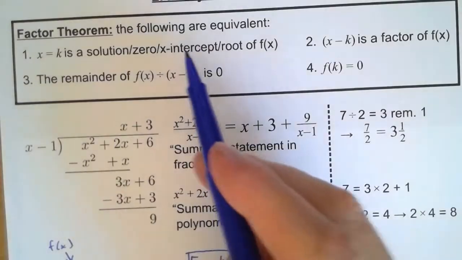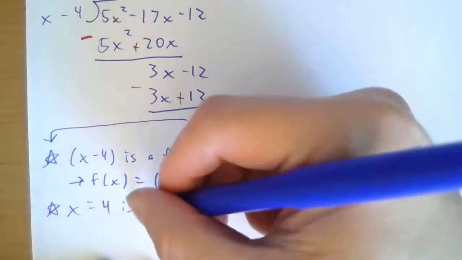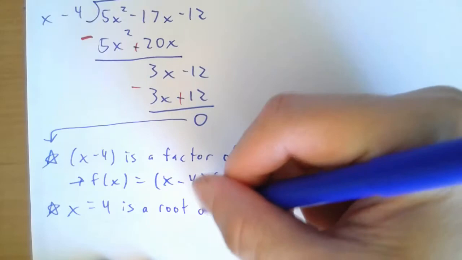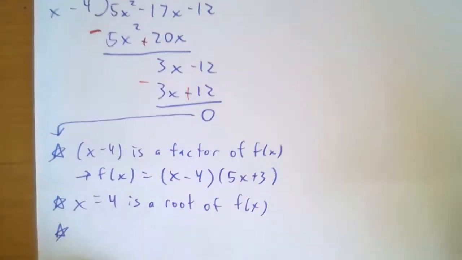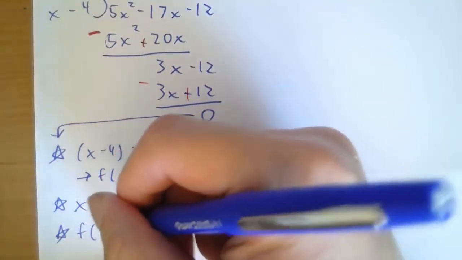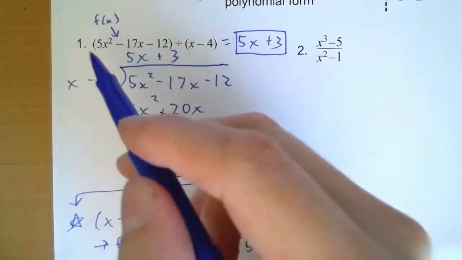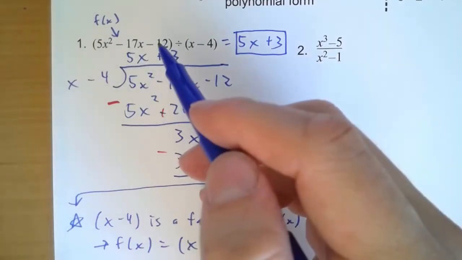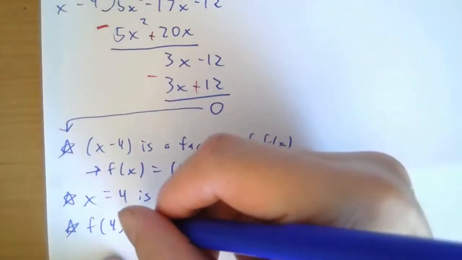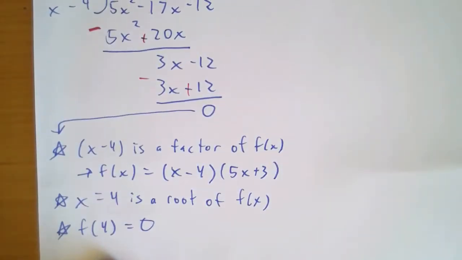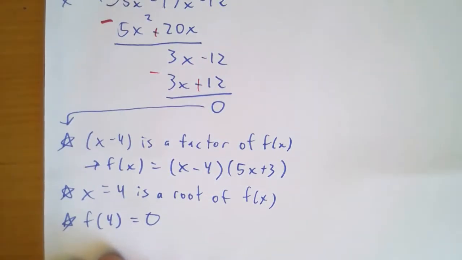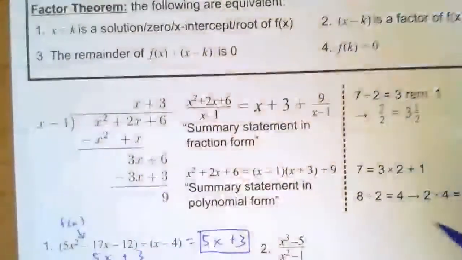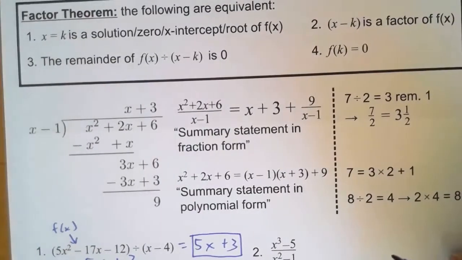You can use any one of these terms you want. They're all equivalent. Solution, 0, x-intercept, root. I'll just say 4 is a root of f of x. And then, well, what does it mean to be a root? It means that if I take 4 and plug it in, if I did 5 times 4 squared minus 17 times 4 minus 12, if I found f of 4, I would get 0. So getting a remainder of 0, knowing one thing, means I actually know 3 other things. All of these things are equivalent. You know 1, that means you know all of them.